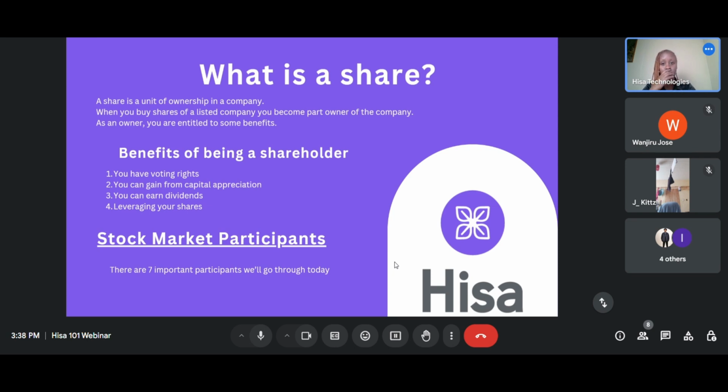Now, number 4, this is one that is not so common, and that is you can leverage your shares. For example, if you have a good portfolio, that is you own a good number of shares, you can use your portfolio to get a loan. Yes, you can use your shareholding as security when you are getting a loan. So there we have it, the 4 benefits of becoming a shareholder in the Kenyan stock market.